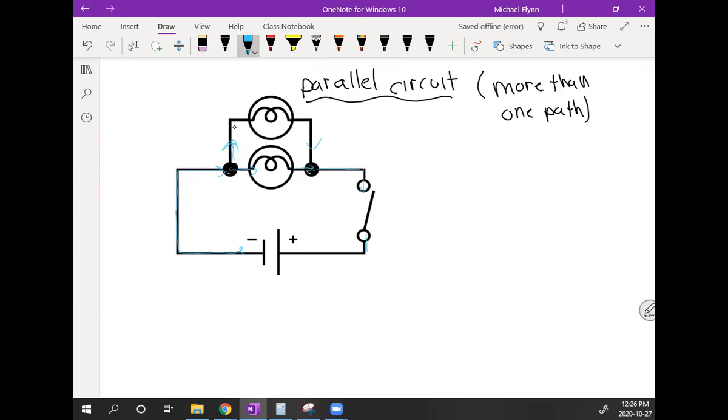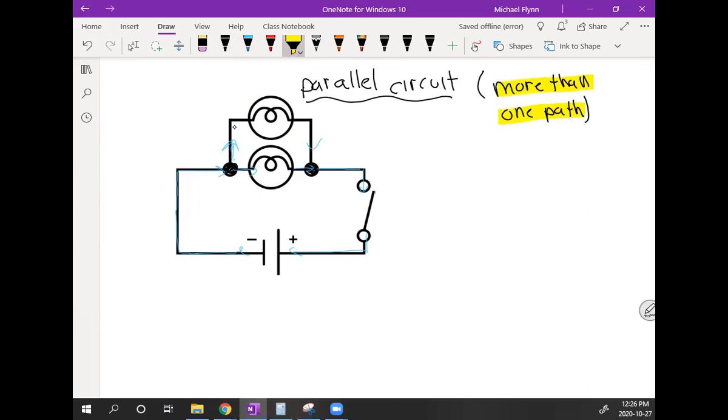Okay, and then they go back through the switch to the power source. So we call this a parallel circuit because there's two parallel paths. But what you need to just remember is that when you have more than one path, we call that a parallel circuit. Okay, so there you go.